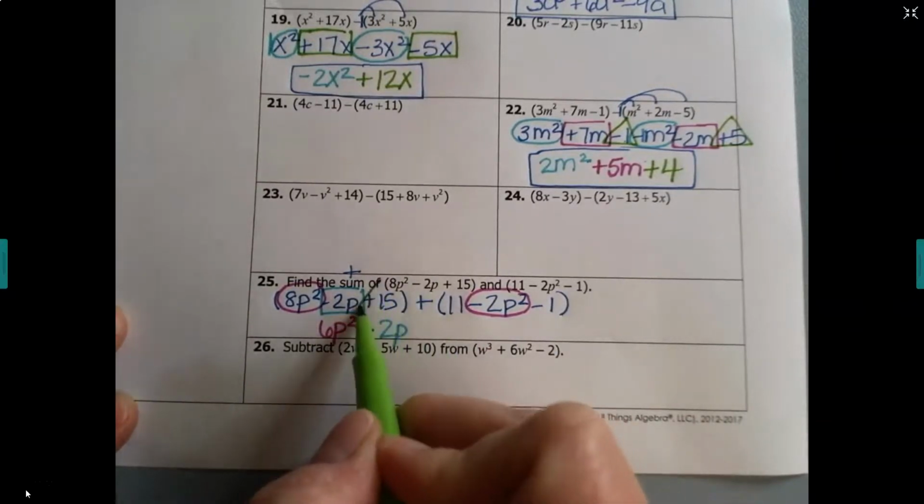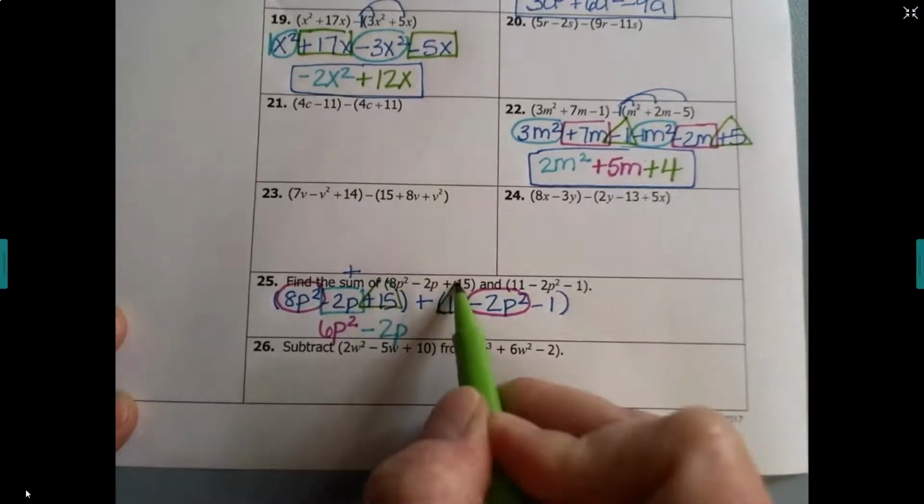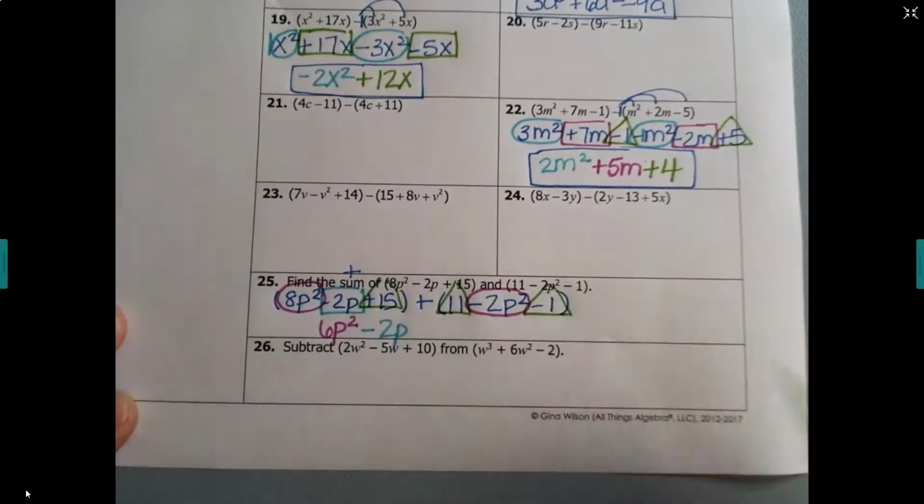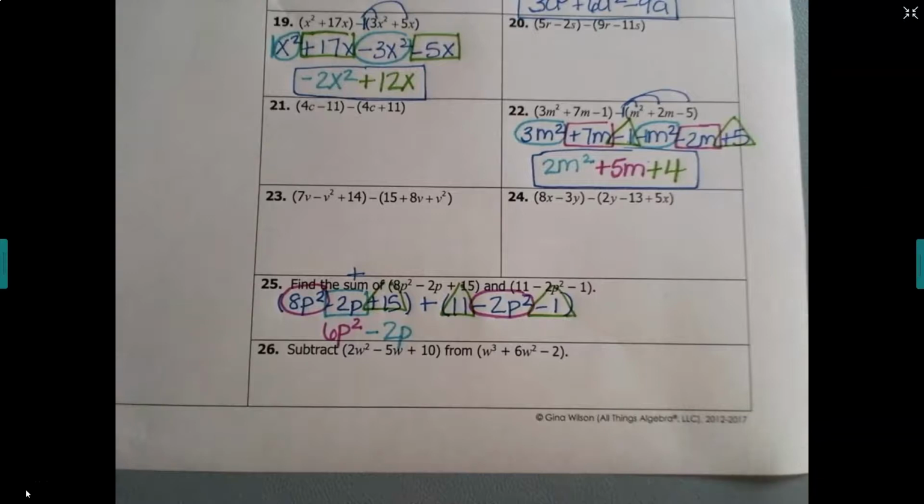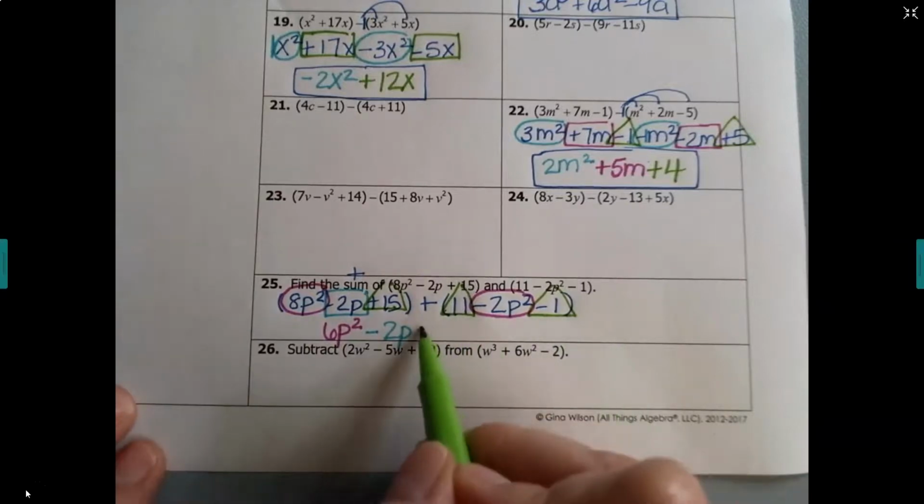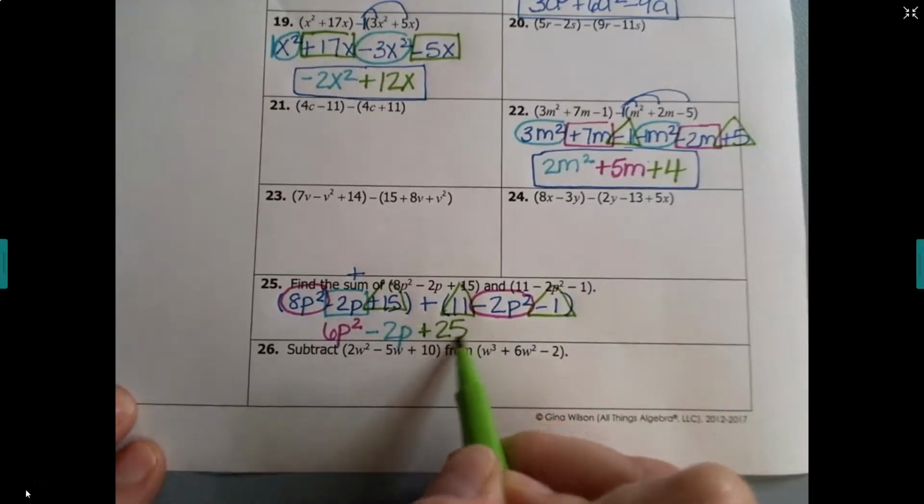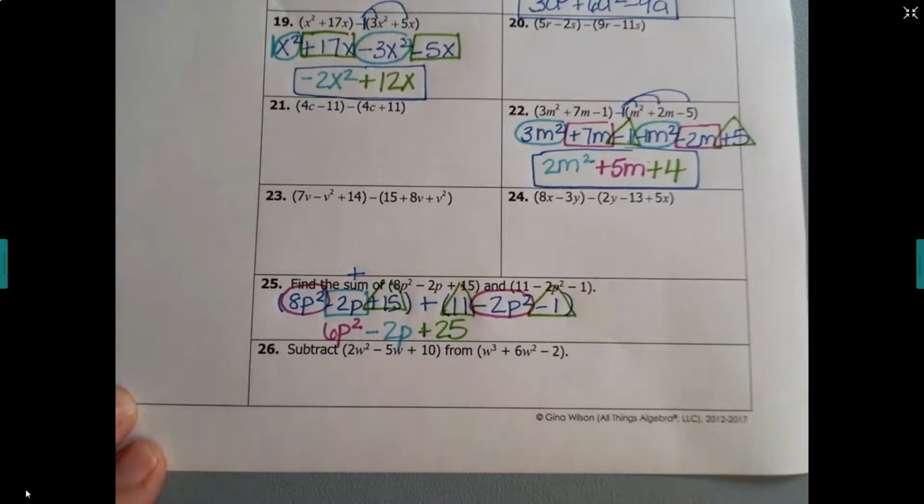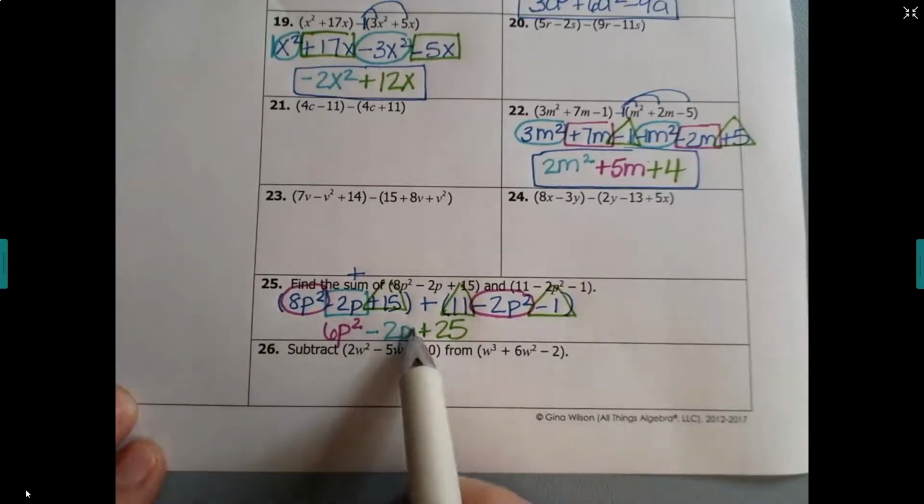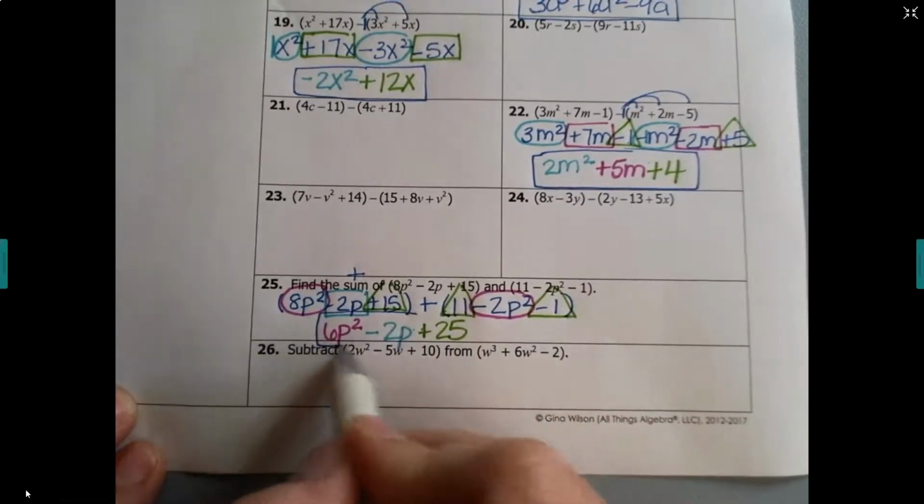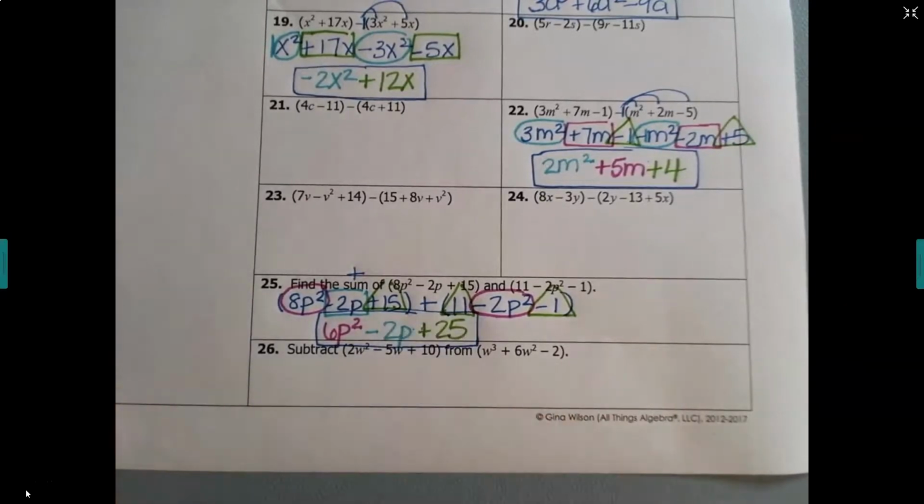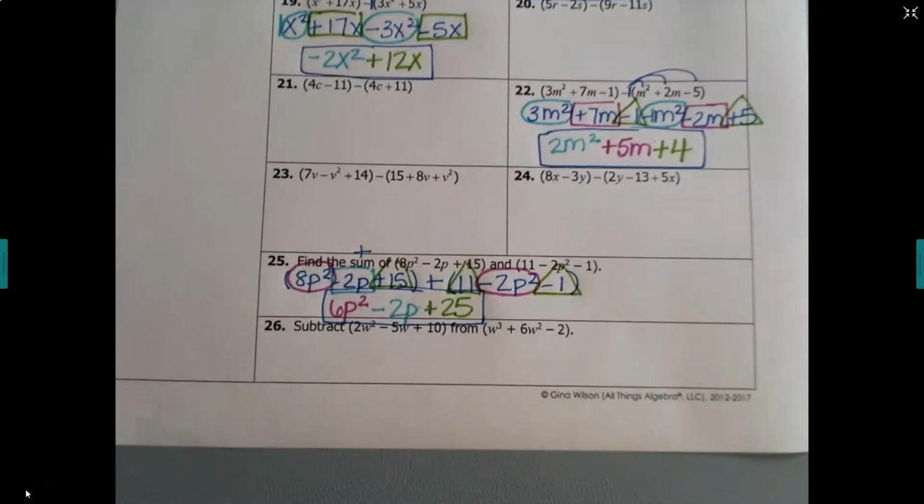Now I have a constant. I have a 15, I have an 11, and I also have a negative 1. All of those are like terms. They have to be combined together. 15 plus 11 is 26. Minus 1 is 25, so plus 25. Check for standard form. 2, 1, none. There we have it. That's our final answer.